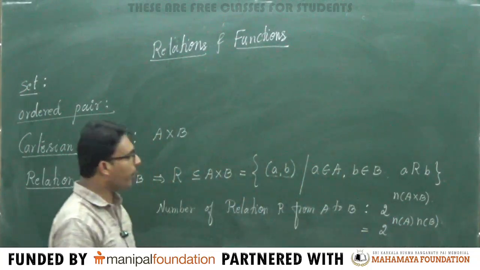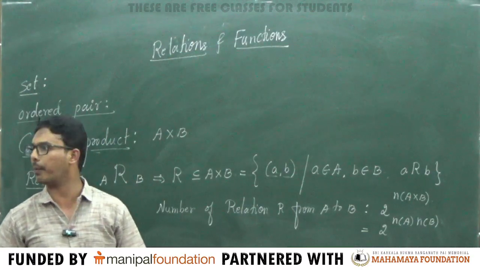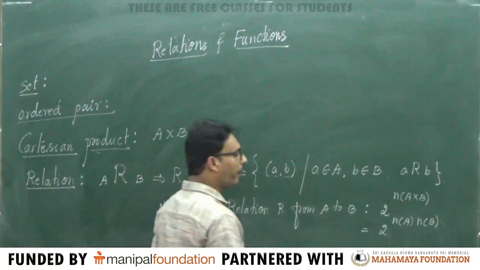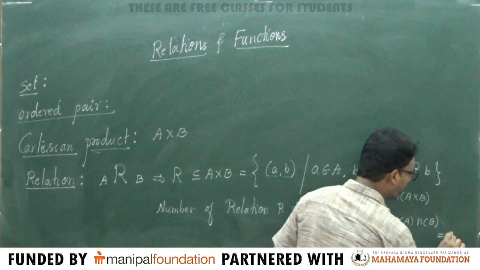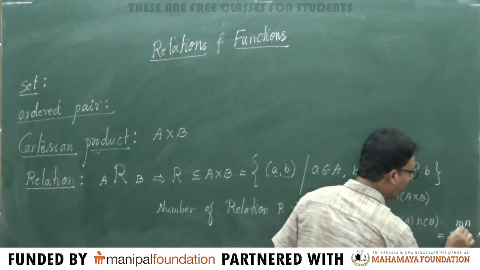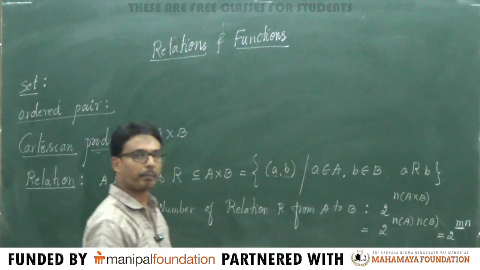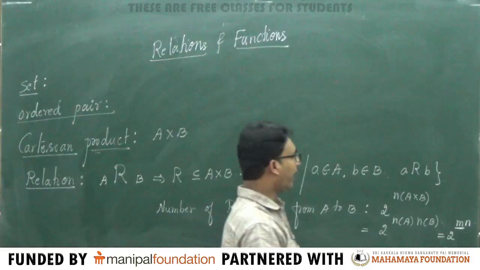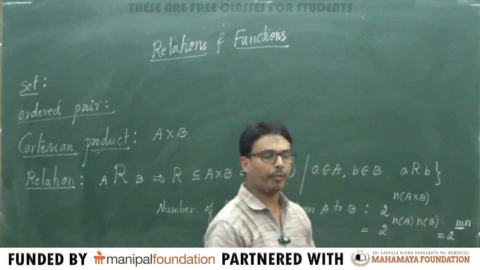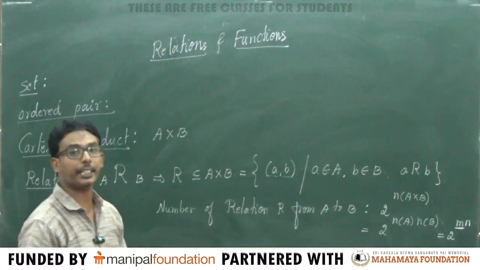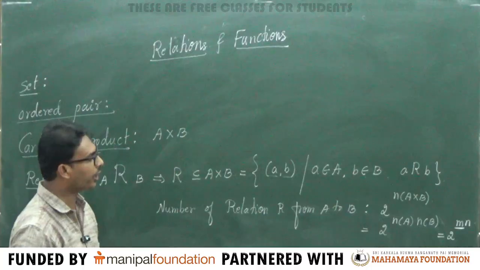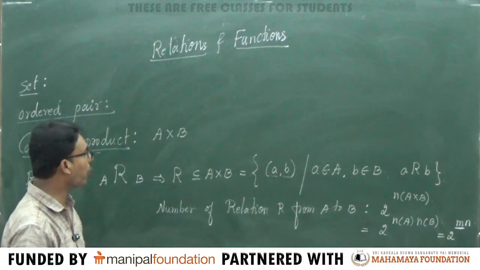If you assume the set A contains some m number of elements and the set B contains some n number of elements, then this formula becomes 2 to the power of m into n, where m is the number of distinct elements present in the set A and n stands for the number of distinct elements present in the set B. So that is the formula to find the number of relations from the set A to B.